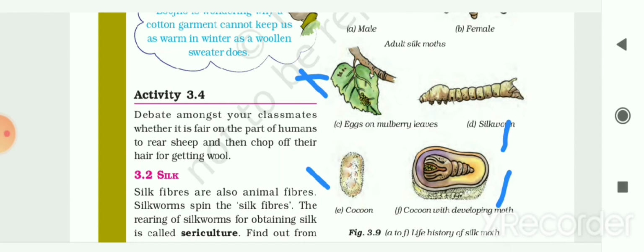Then the next stage is larva. So the incubated eggs hatch out larvae, and it is called caterpillar or silkworm, this one. And it stops eating after eating mulberry leaves for up to 25 to 30 days and becomes dormant, that means inactive. Then the third stage is pupa.